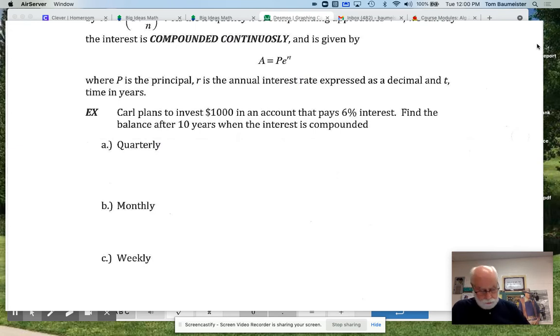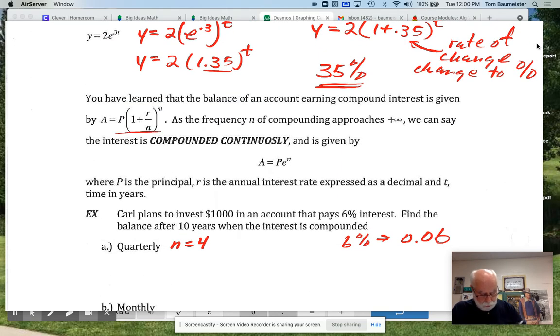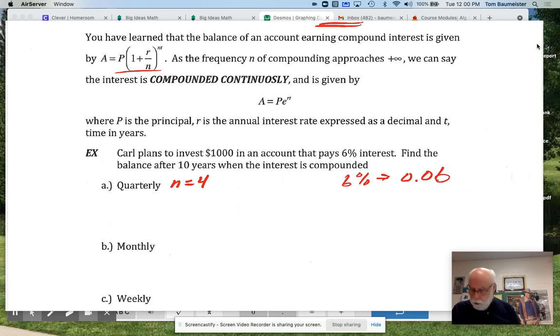All right, so let's see. Carl plans to invest $1,000 in an account that pays 6% interest. Find the balance after 10 years when the interest is compounded quarterly. If it's compounded quarterly, remember, we would say that n is equal to 4. We're saying 6%, so we're going to change that to a decimal, which would be 0.06. And remember, since it's quarterly, our n is equal to 4.